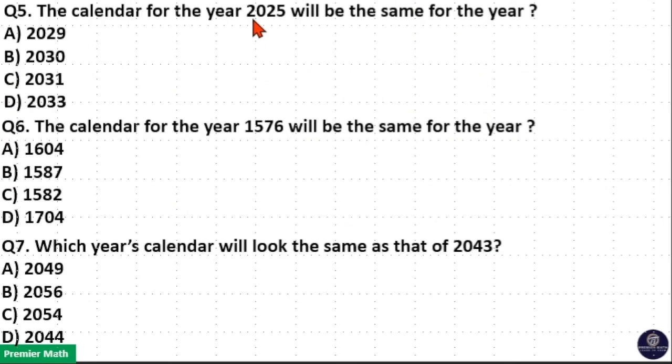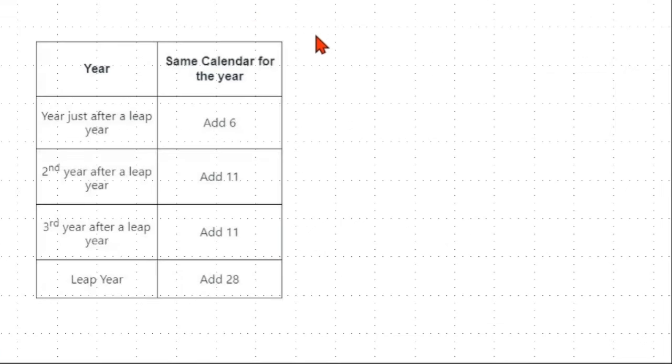The calendar for the year 2025 will be the same for which year? Here there is a short trick to find the same calendar year for a given year. Just divide the given year by 4. Then if the remainder is 0, add 28 to the given year, which will give you the same calendar year.